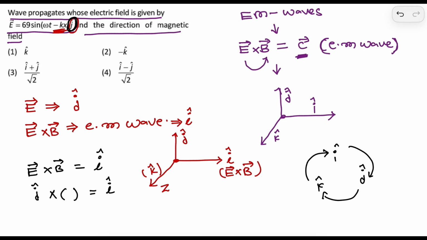So J cross something is equal to what? You will get I. What is that? J cross K. So this one is J cross K, you will get I. So this should be a K. The electromagnetic wave direction depends on the direction of the electric field and the magnetic field. Magnetic field direction is what? It's a K cap. So your answer is K cap. The option is this.